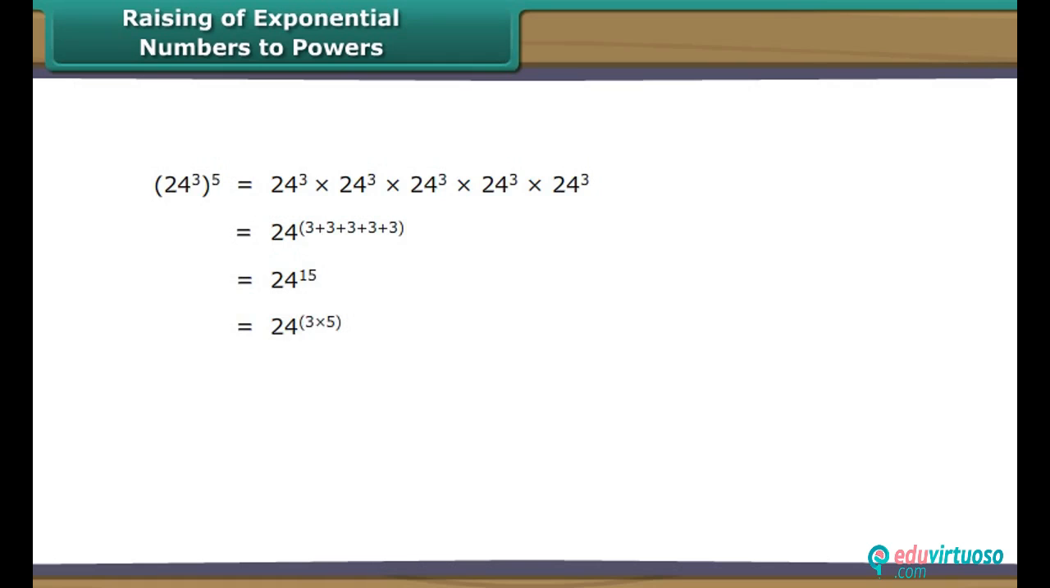Similarly, 24 raised to the power 3 whole raised to the power 5 is equal to 24 raised to the power 3 into 24 raised to the power 3 into 24 raised to the power 3 into 24 raised to the power 3 into 24 raised to the power 3, which equals 24 raised to the power 3 plus 3 plus 3 plus 3 plus 3, which is 24 raised to the power 15, which is equal to 24 raised to the power 3 into 5.